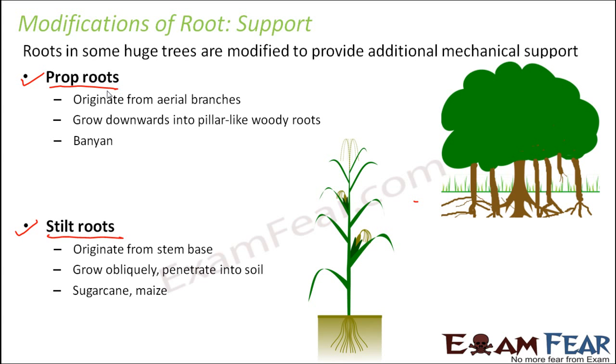Examples of stilt roots are sugarcane and maize. So here if you see these roots, they arise from the stem base. So this is the stem base and then they arise from here. Initially they are at an angle, not exactly vertically downwards, but gradually they penetrate into the soil. So examples would be sugarcane or maize.